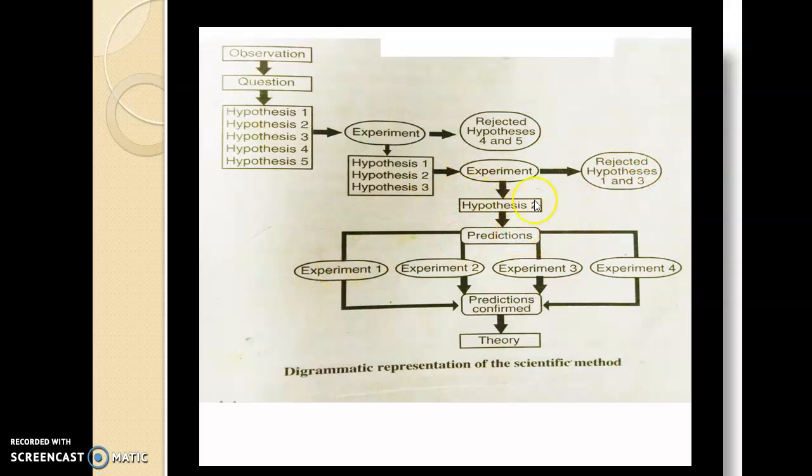Then we are making the prediction for this hypothesis by means of repeated experiments again and again. We have conducted 4 different experiments on the basis of hypothesis 2 and made the predictions, and by means of these experiments the predictions have been confirmed. That means by means of these 4 experiments we have got the same result. Then we have made the theory, or theorization, that is predictions confirmed. When the predictions are confirmed, we can make it a theory, and when this theory becomes globally accepted, it becomes a principle. So this is the diagrammatic representation of the scientific method, or what we are doing in scientific inquiry.